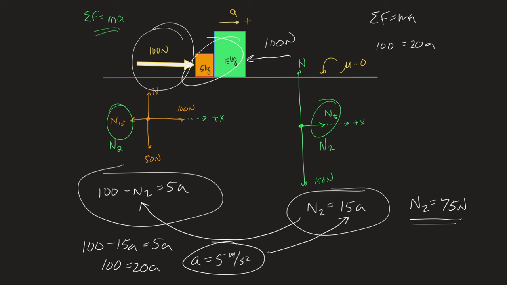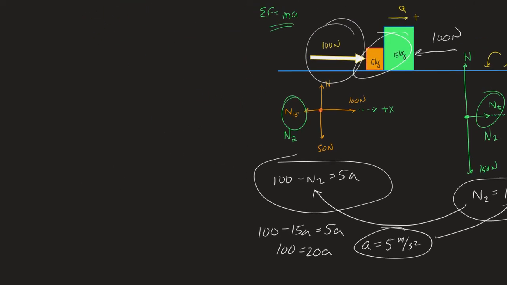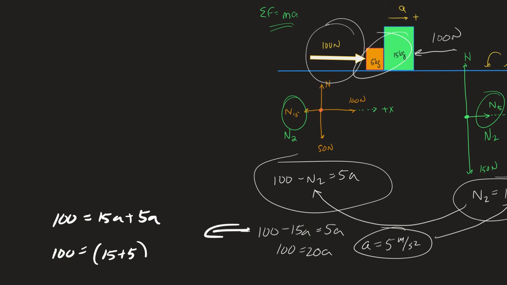That's kind of what ended up happening, right? If you look here, this is 100 equals 15A plus 5A, or 100 equals 15 plus 5 times A. Isn't this the mass of the system?